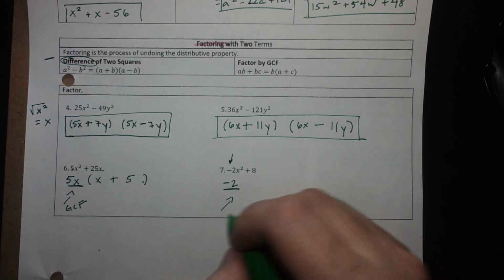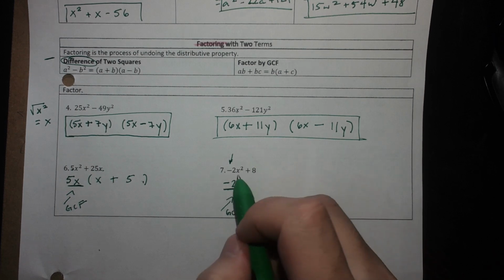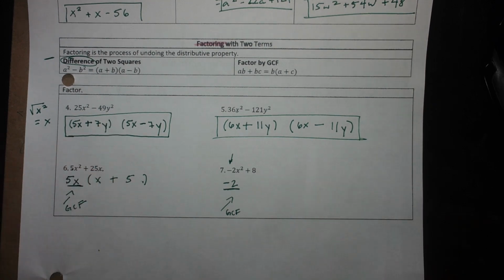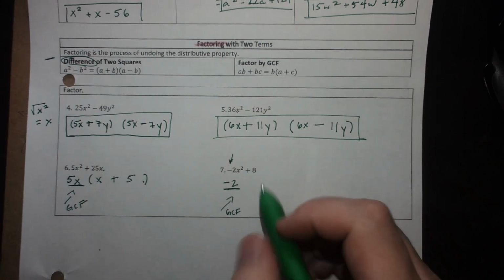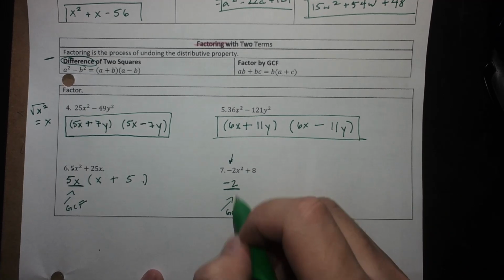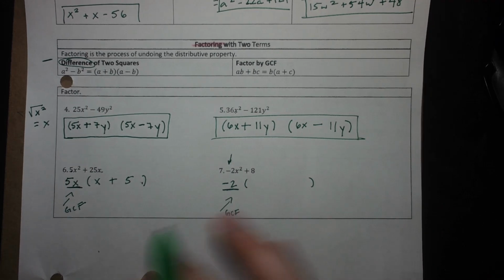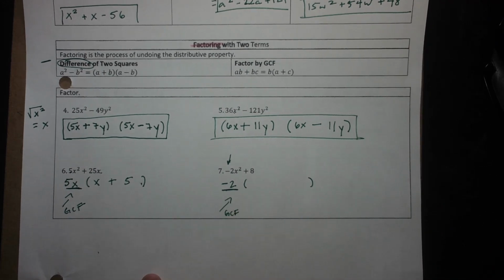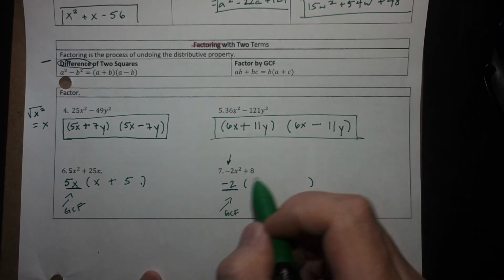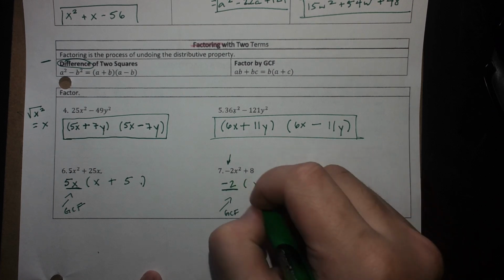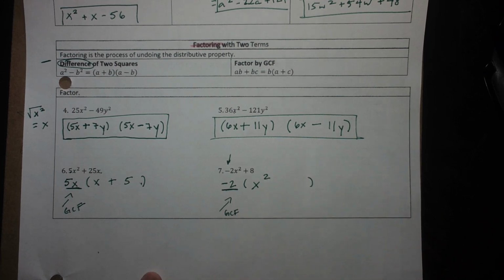There's no x for the 8 here. So, it doesn't work here. Negative 2 is going to be our GCF. So let's go ahead and put the parentheses right next to the GCF. Negative 2 times what will give you negative 2x squared? That's just going to be x squared, okay?